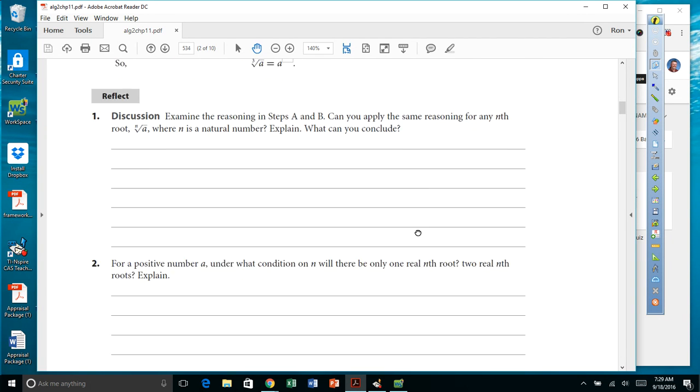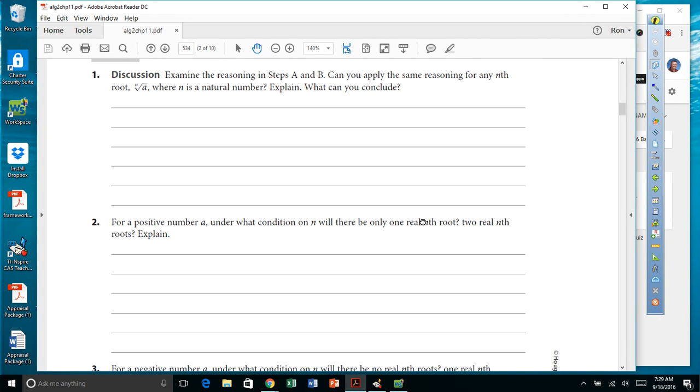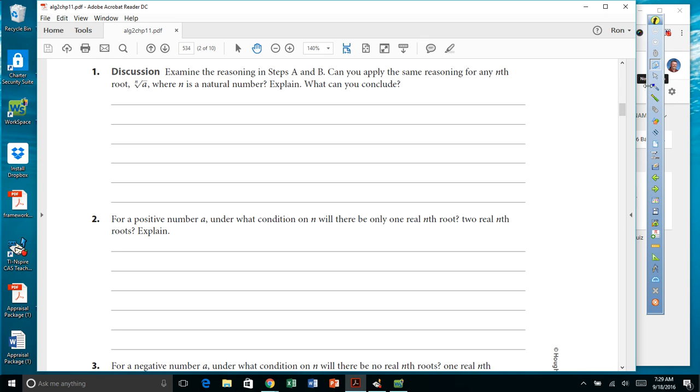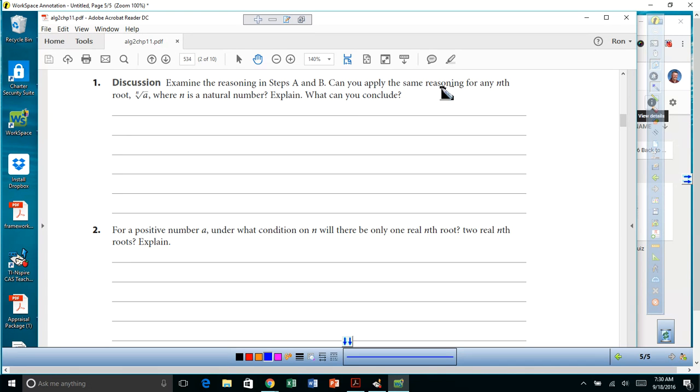Discussion. Examine the reasoning in steps A and B. Can you apply the same reasoning for any nth root? Sure. The nth root of a, where n is an integer. How can you do that? Well, we saw that the square root of a was a to the 1/2, right? And we saw the cube root of a was a to the 1/3.